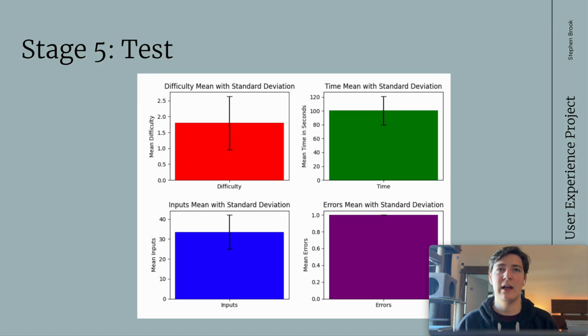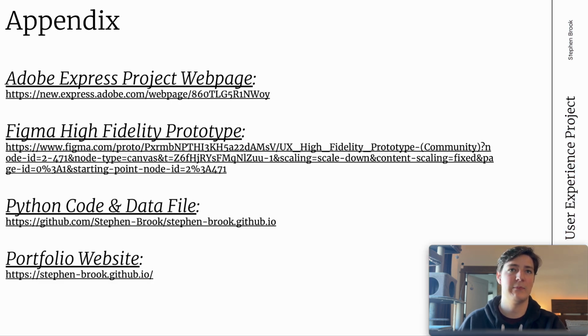I also made graphs that represent the means and standard deviations of all of these. And again, it's important to note that the highest standard deviation came from the difficulty and inputs. And that's, again, just likely due to that incorrect testing I did. I really should have had every subject complete the test on their own personal devices.